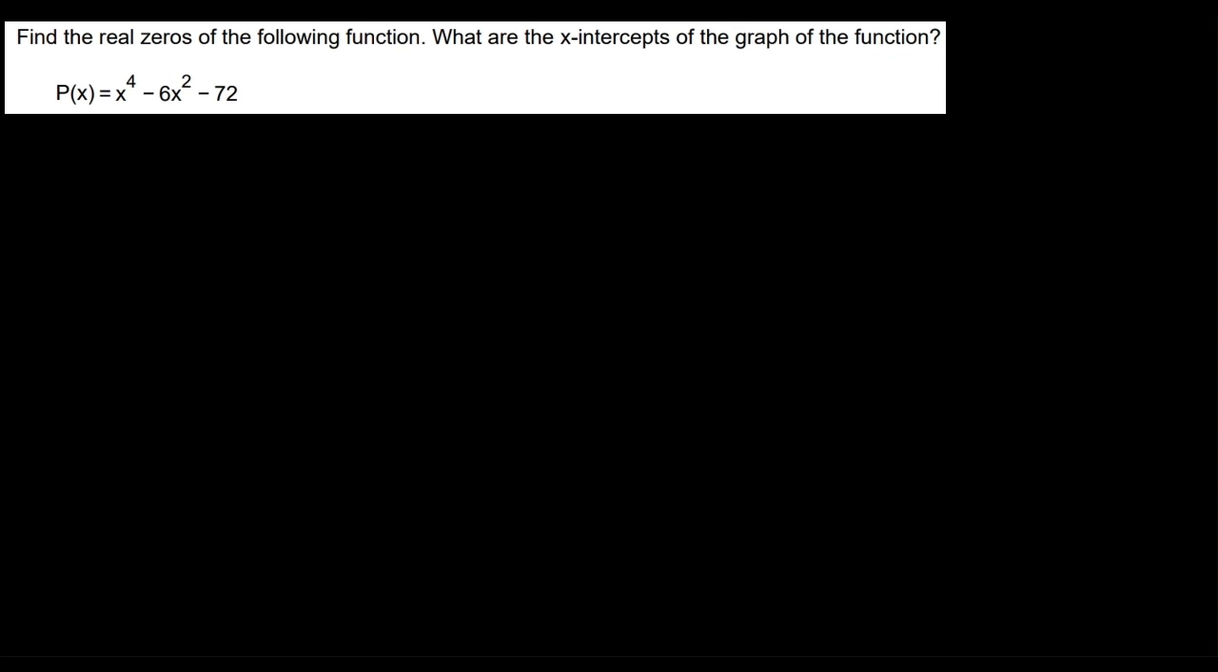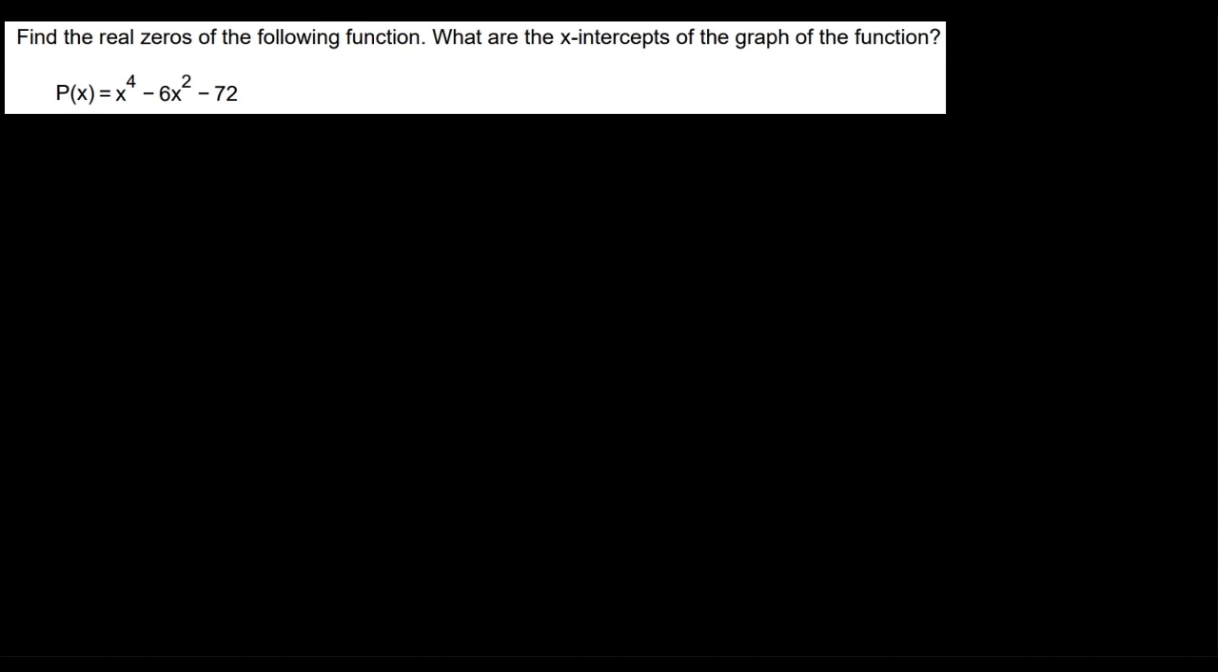For the next question, we have p of x, x to the power 4 minus 6x squared minus 72. As you see, the function is not quadratic anymore. We are looking for real zeros or x-intercepts of this function. The function is not quadratic, but it is a quadratic in form equation.